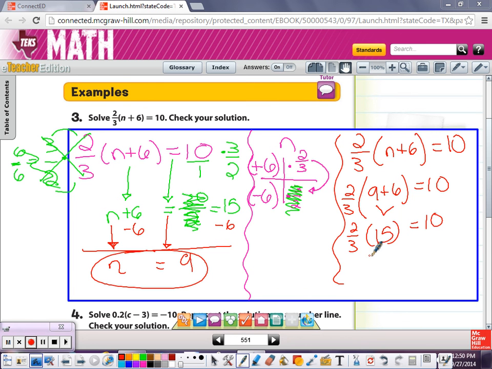Now we have some multiplication here. Let's make 15 into a fraction. Multiply our numerators. 2 times 15 is 30. 3 times 1 is 3. What's 30 divided by 3? 10. And that also equals the 10 we have over here. So since this is true, that means our answer is correct. And that's how you handle rational numbers when you're doing these kinds of problems. Not too bad.